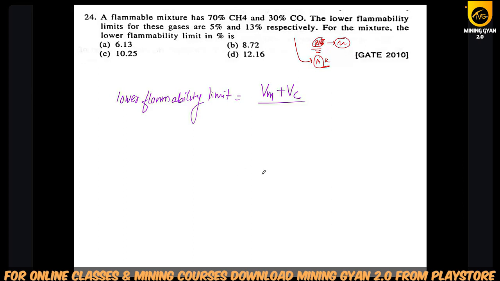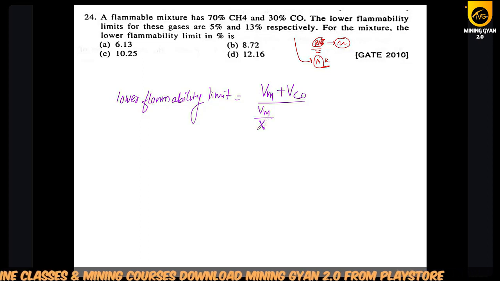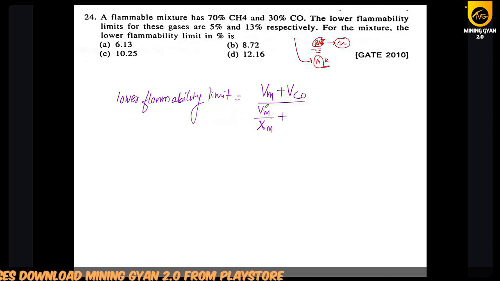So volume of methane, volume of CO. I am representing, or you can write CO, divided by volume of methane, divided by X. X is the lower flammability limit, and Vm is the volume of CO divided by X of CO. What are the parameters? I am writing on the side.